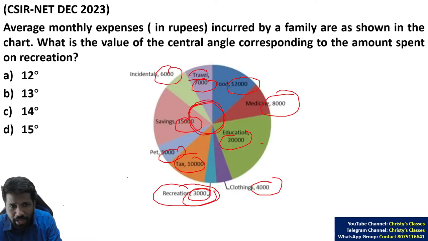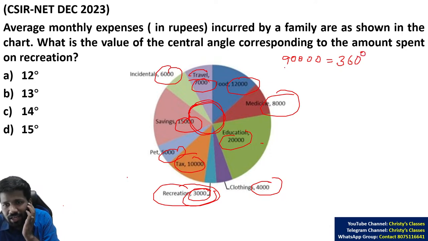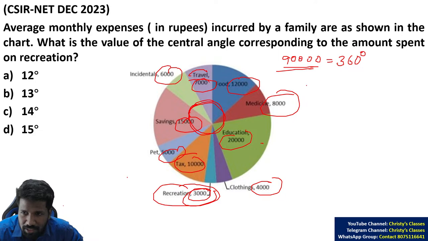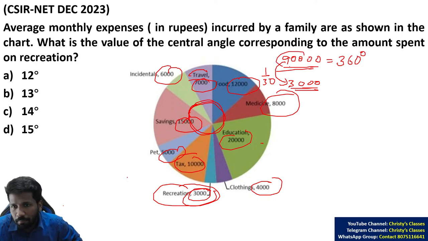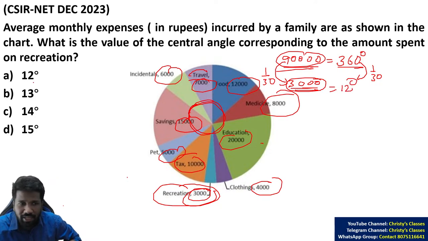That means the whole circle is the representation of the 90000 expense. So 360 degrees corresponds to 90000. If 360 degrees corresponds to 90000, what degree will 3000 correspond to? You can directly say 3000 is 1/30 of 90000, since 90000 divided by 30 is 3000. So you need to find 1/30th of 360, which means 1/3 of 36, that is 12 degrees.